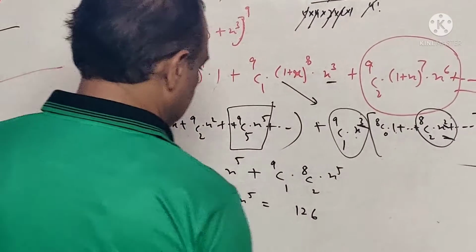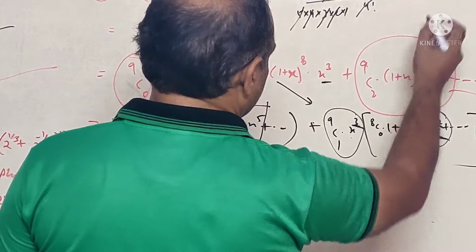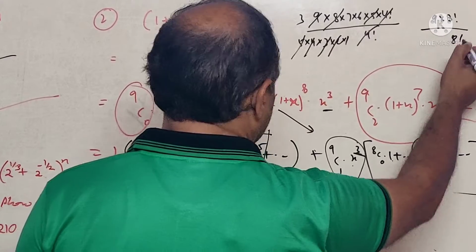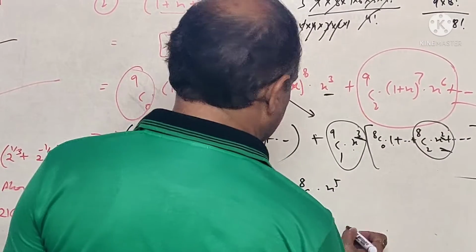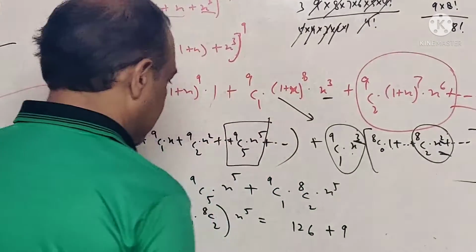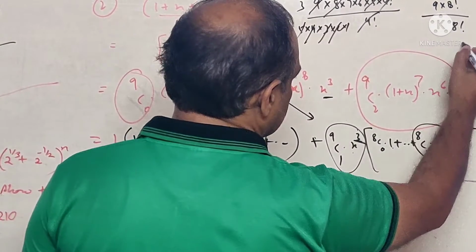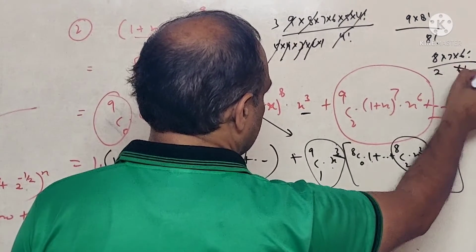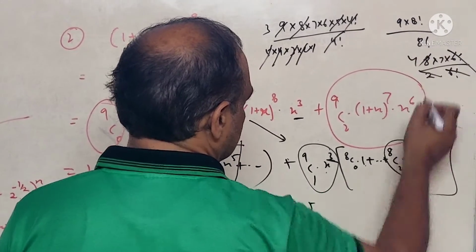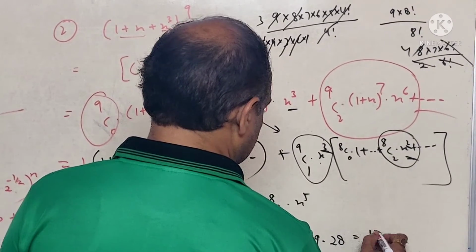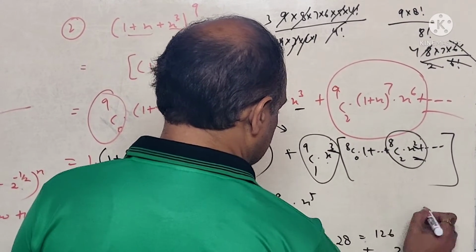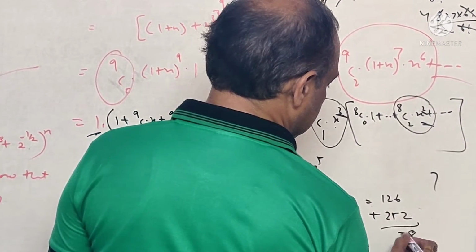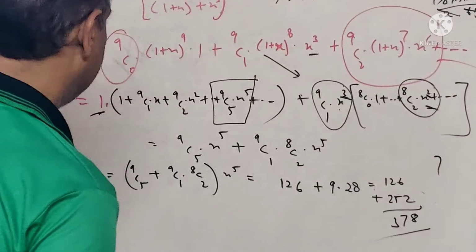Plus, what about 9C1? If we go for it, this will give you 9 into 8 factorial upon 8 factorial, and this is 1, so you are having 9, and into 8C2. How much is 8C2? This is 8 factorial, that is 8 into 7 into 6 factorial upon 2 into 6 factorial. The 6 factorial will get cancelled, and you are having 2 fours are 8, 7 fours are 28. 126 plus 9 times 28: 9 eights are 72, 9 sevens are 63 plus 7 carrying is 25, you are having 252. 126 plus 252 is 378. 378 is the required answer.